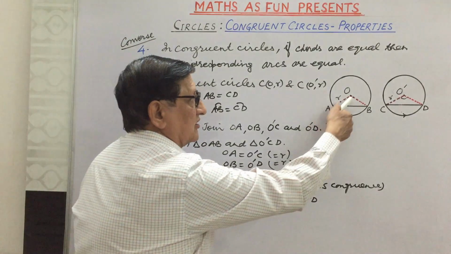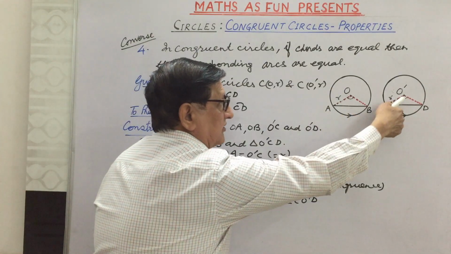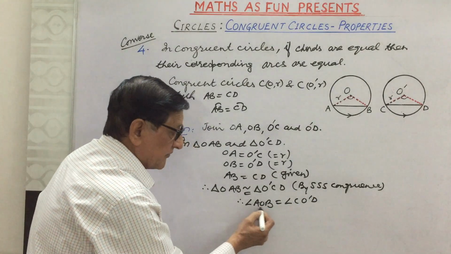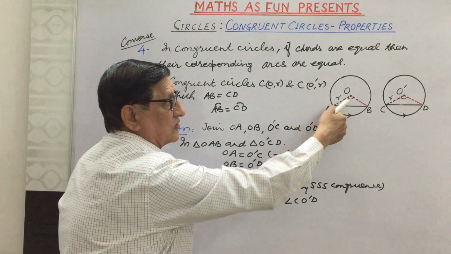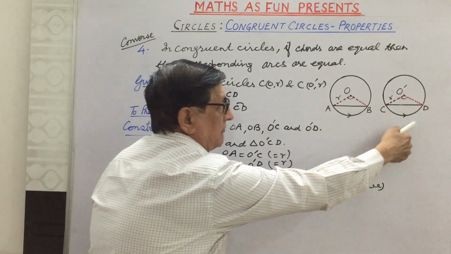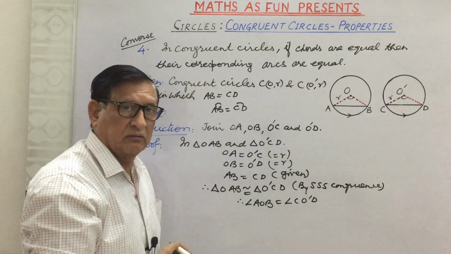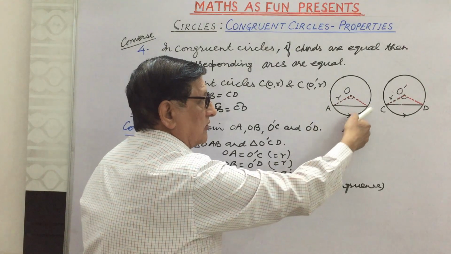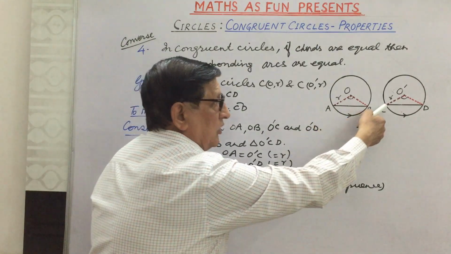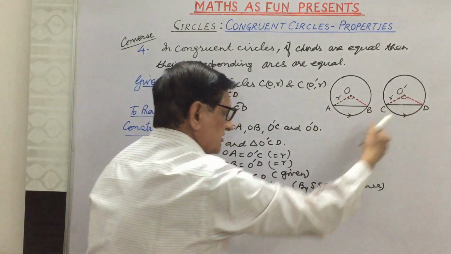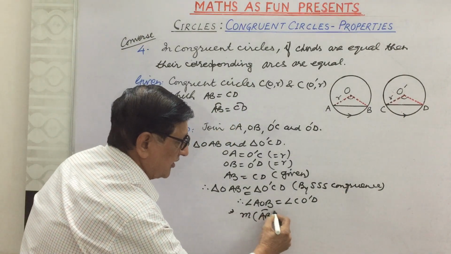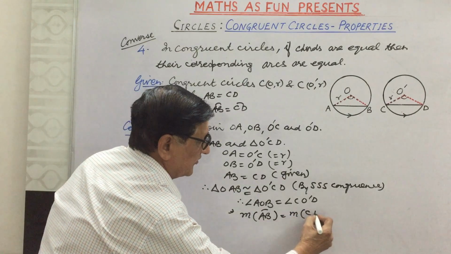Do we find that this is the measure of arc AB and this is the measure of arc CD? So this implies that the degree measure of arc AB and the degree measure of arc CD are equal. What is angle AOB? This is the degree measure of arc AB. Angle CO'D is the degree measure of arc CD. It means we are finding the degree measure of arc AB is equal to the degree measure of arc CD.